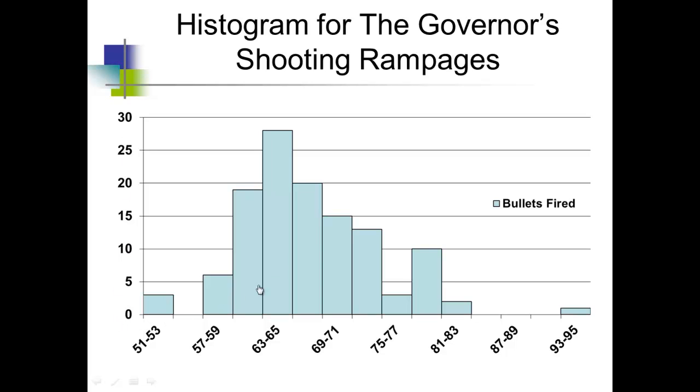Okay, so we know that on 15 occasions, 69, 70, or 71 bullets were fired by the governor. On 20 occasions, there were 20 occasions where 66, 67, 68 bullets were fired, if that makes sense. Okay, so moving on.